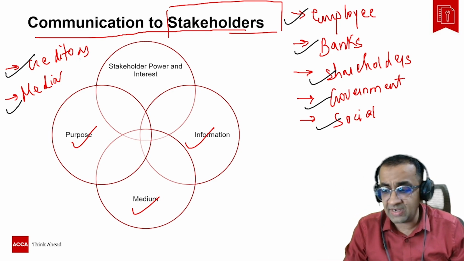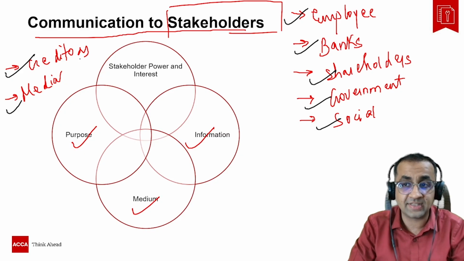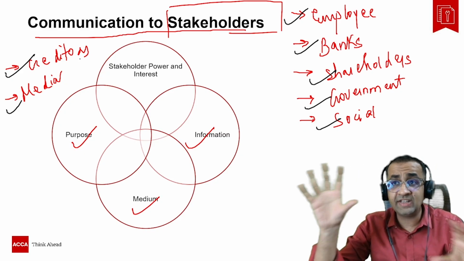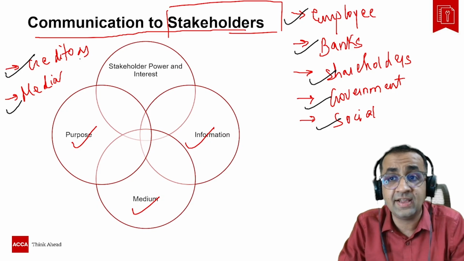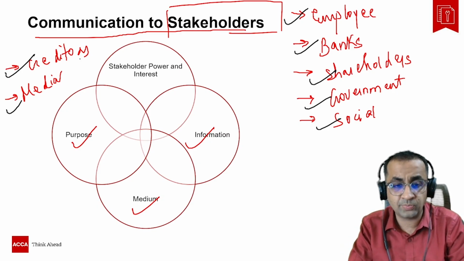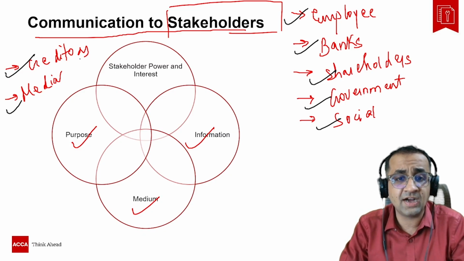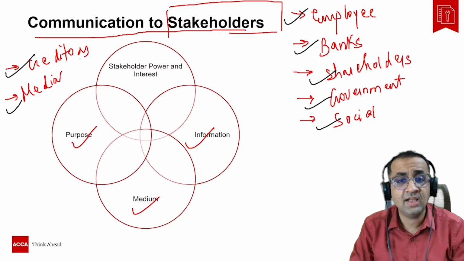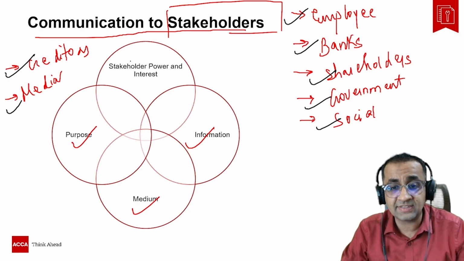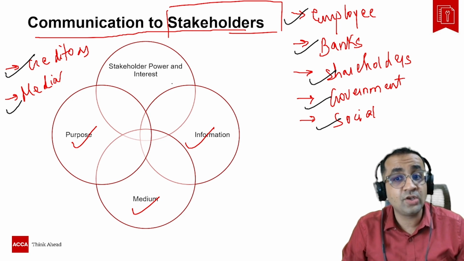And there's a very beautiful matrix which we will study later on, called Mendelow's matrix, wherein he tries to define how you identify which stakeholder has to be satisfied in what manner. That is what the matrix explains. So in this slide, guys, we are discussing the ways of communication, and that communication plays a very important role. You have to communicate with your stakeholders.